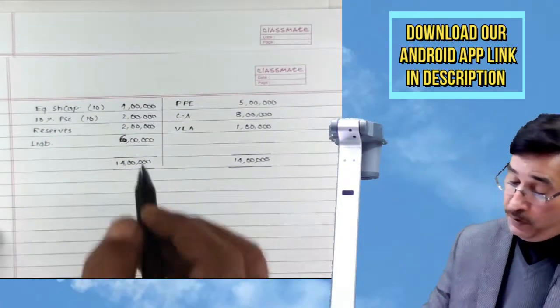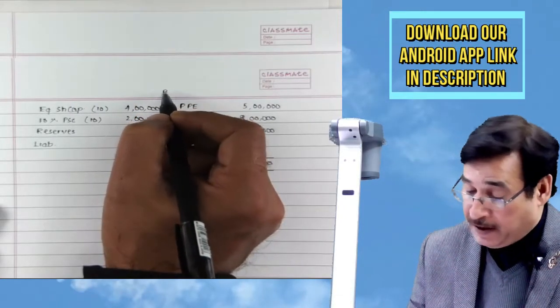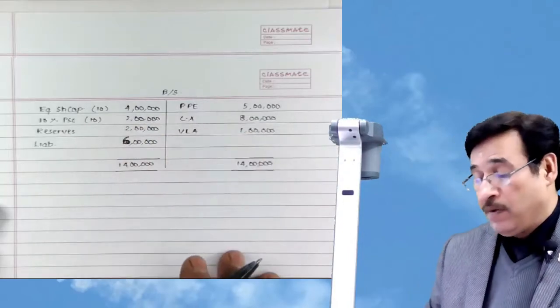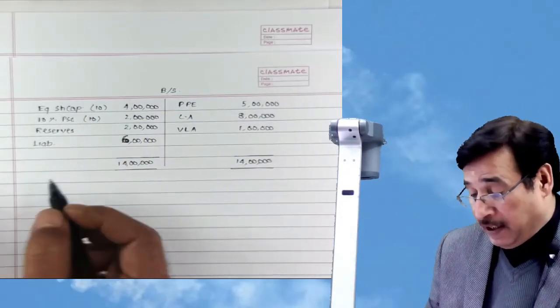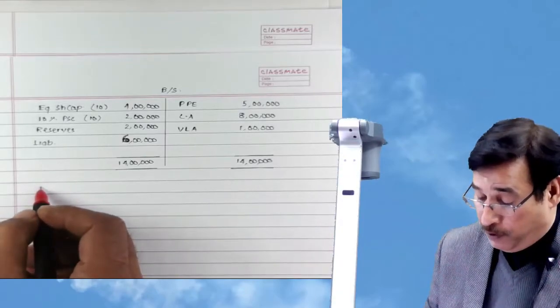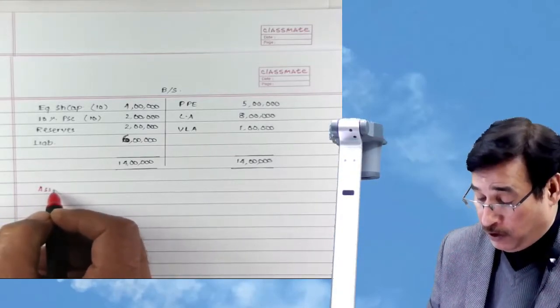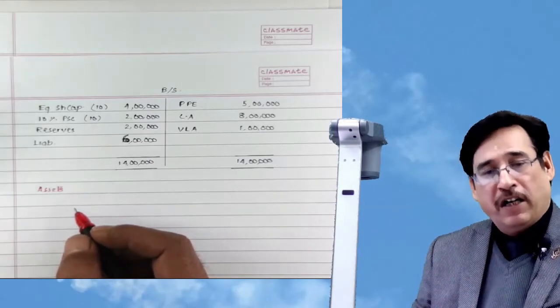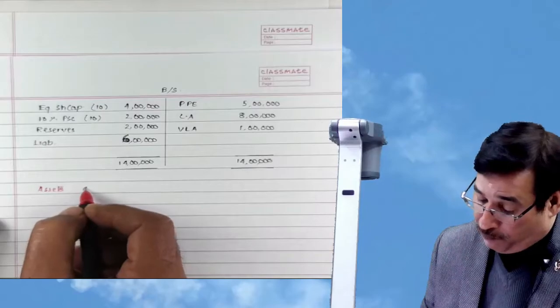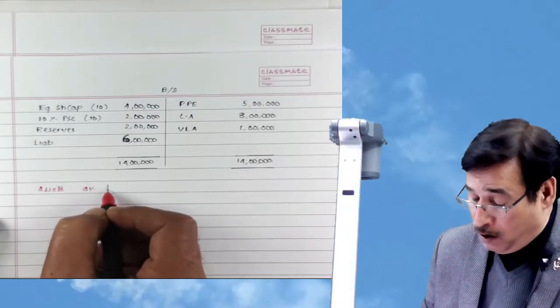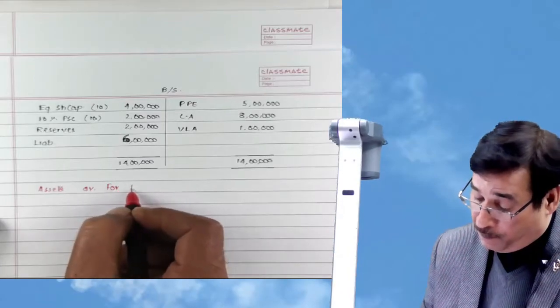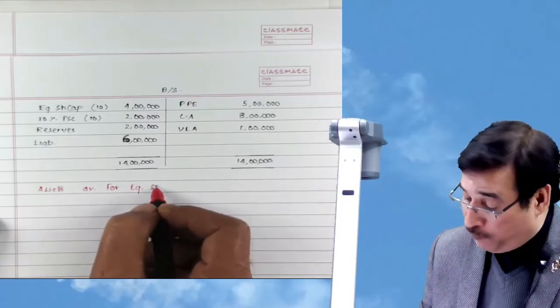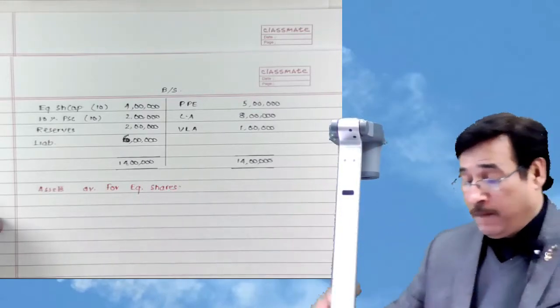Suppose I ask you, through this balance sheet, compute assets available for equity shares, how will you compute? Assets available for equity shares is the fulcrum. By having assets available for equity shares, all we need now is the number of equity shares and we divide it to get intrinsic value. I am interested in computing assets available for equity shares so that I am in a position to compute the intrinsic value of share.